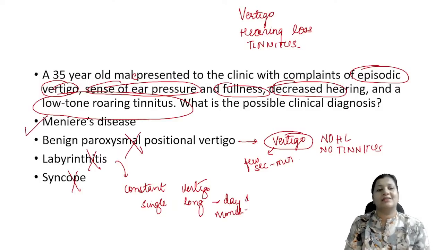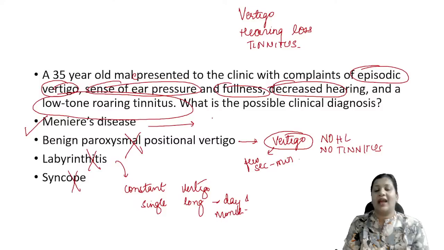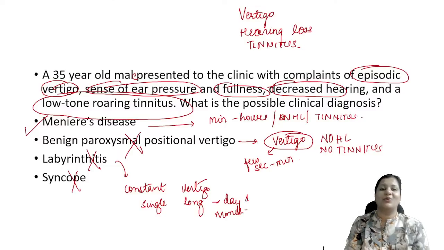The answer is Meniere's disease, where they have got episodic vertigo lasting for few minutes to few hours, associated with nausea, vomiting, vagal symptoms. There is a sensory neural hearing loss, and there is roaring type of tinnitus. So this is how you will classify the vertiginous disorder.